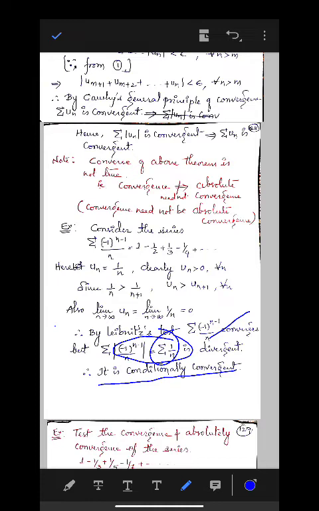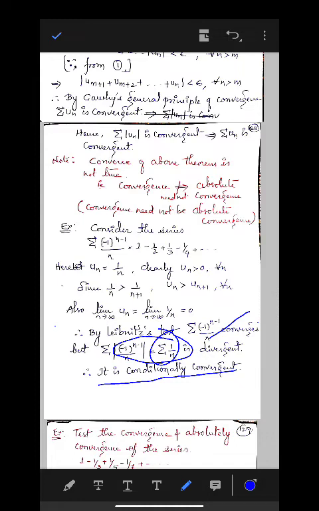So you need to remember this concept also. They can ask for 2 marks: is every convergent series absolutely convergent? Then you need to give a counter example. You need to say that it is not true, and here is the counter example. You need to satisfy the 2 conditions of Leibniz theorem, and after that you need to show that it is absolutely not convergent. It is conditionally convergent.